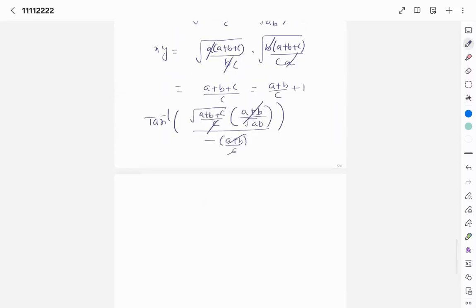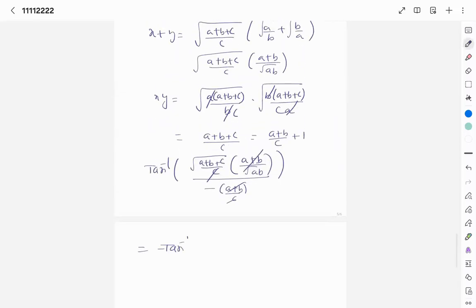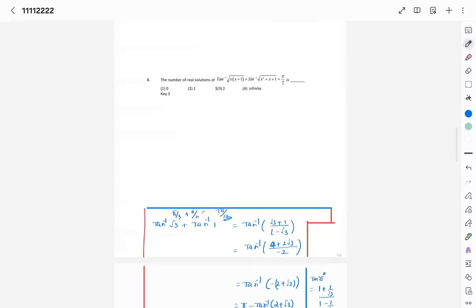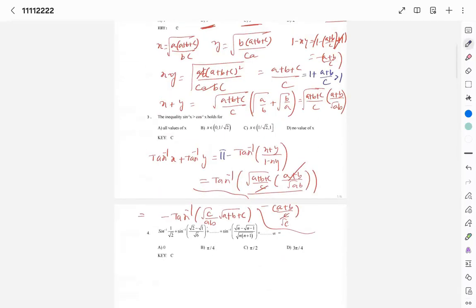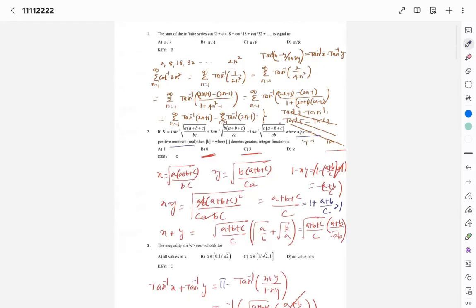You get here minus tan inverse root of (a plus b plus c) by ab, plus here one more is there, c times, here c will come, plus tan inverse root of c times (a plus b plus c) by ab. This and this get cancelled, 0. But practically here, the answer is not 0, something else you are getting.